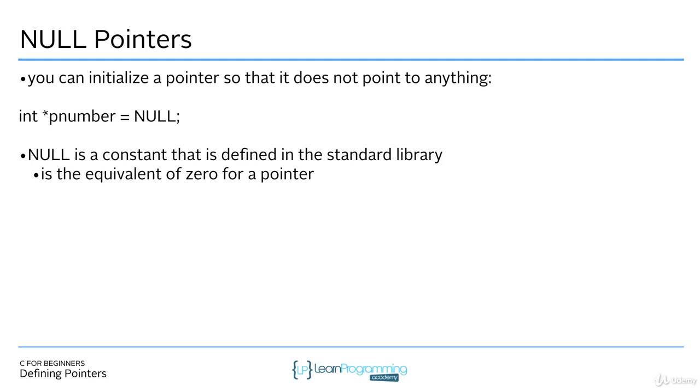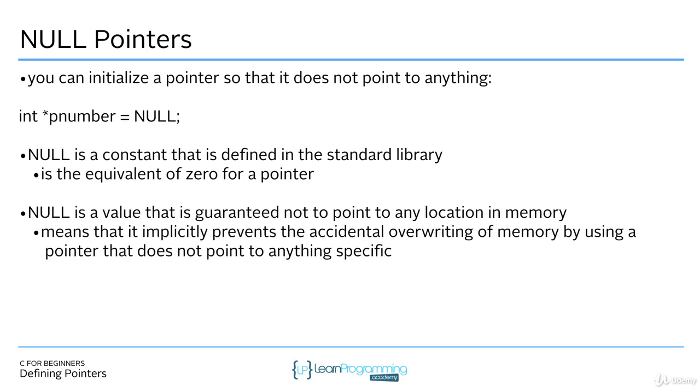It's the equivalent of a 0 for a pointer. It means that it doesn't point to anything. It's guaranteed not to point to any location in memory. So this is good. You want to do this because what it means is you're not going to make any mistakes by accidentally doing any buffer overflow or writing to memory that you're not supposed to write to. By initializing it to this, it actually limits some mistakes that you can make.